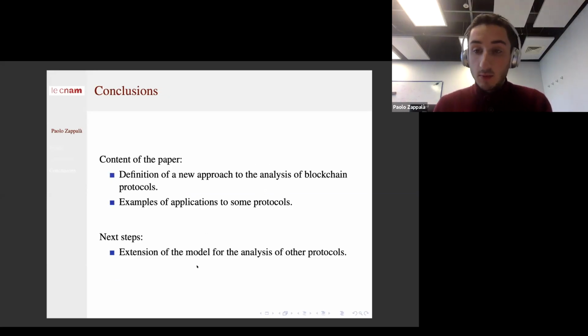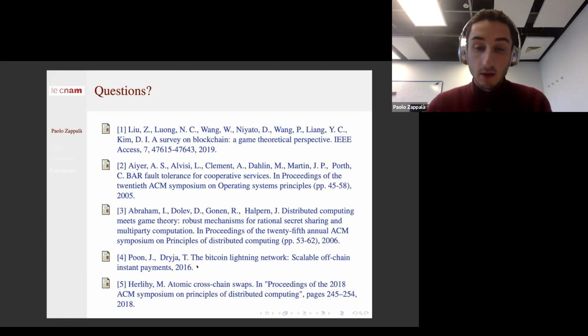Summing up, we introduce a new model, and we provide the tools and methods in the full paper to analyze it. We provide some applications and hopefully want to extend, in next works, to more general protocols. So thank you very much.